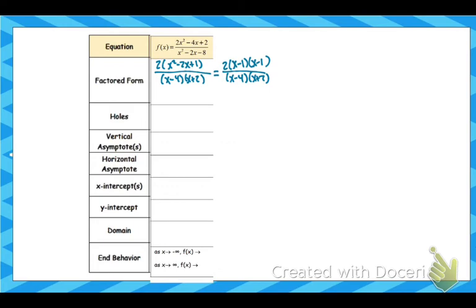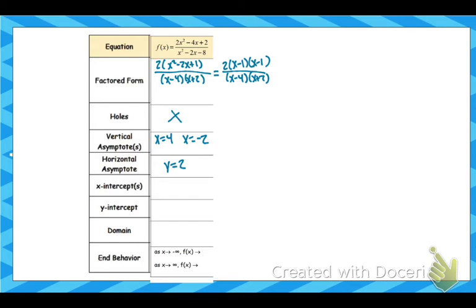So now nothing canceled out, so there are no holes. Vertical asymptote, we set the bottom equal to 0. So there's going to be 2 vertical asymptotes here. X equals 4 and x equals negative 2. Horizontal asymptote, these are the same degree. So I'm going to divide the leading coefficients, which is 2 over 1.